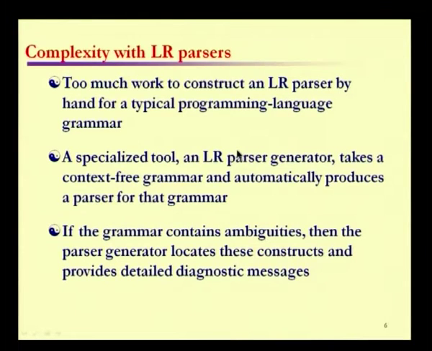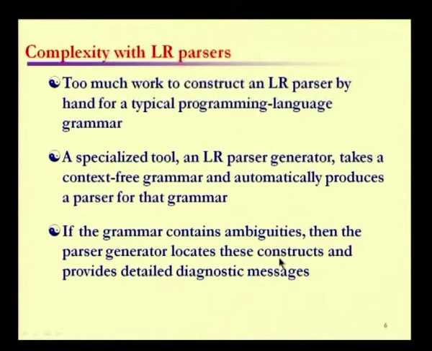But here we are making use of a specialized LR parser generator that takes the context free grammar as input and automatically produces the parser, I mean the parsing table, for that grammar. And if there are ambiguities in the grammar, then the parser generator is capable of locating the constructs where the ambiguities are generated, and it will ask for additional information from the grammar writer, that is whoever is trying to construct the parsing table, so that we can provide the additional information.